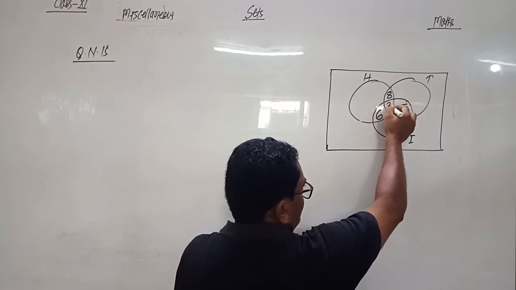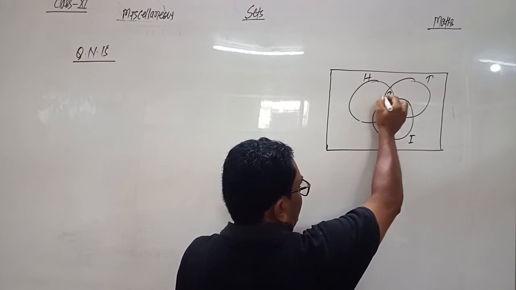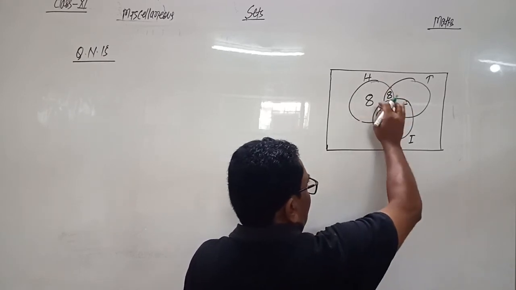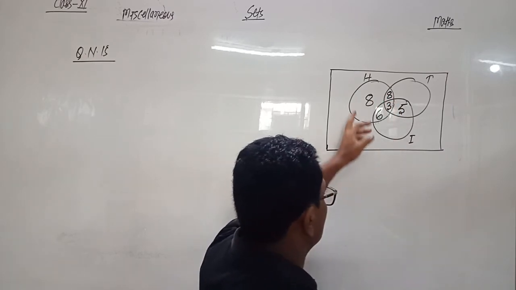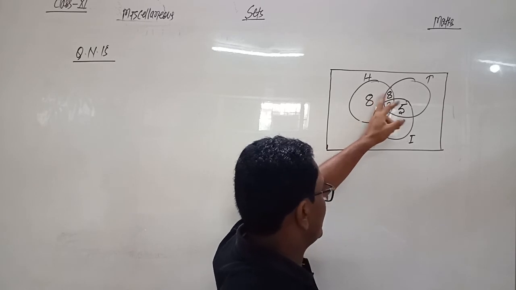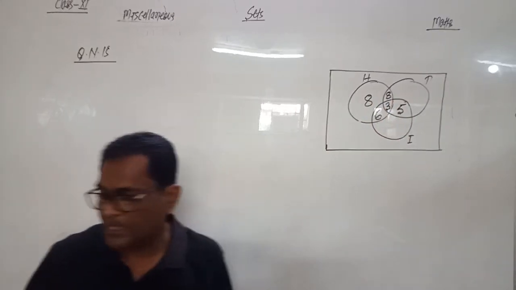So 8 plus 3, 11 plus 6, 17. And 25 minus 17, this becomes 8. This region we filled by 8 people. So the total people who read the H newspaper becomes 8 plus 8, 16 plus 3, 19 plus 6, 25.